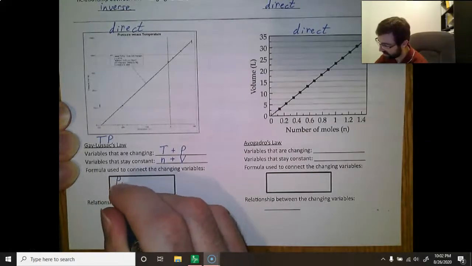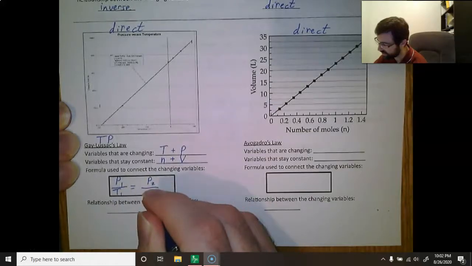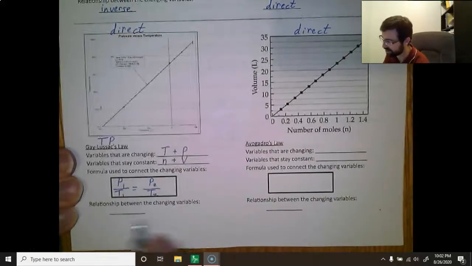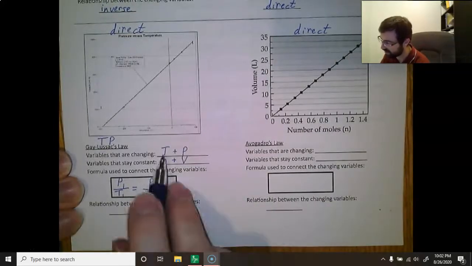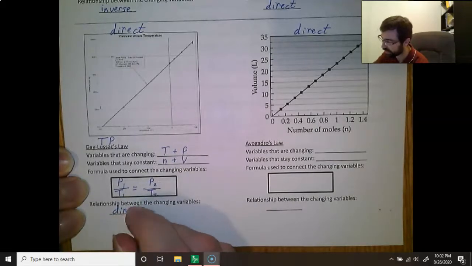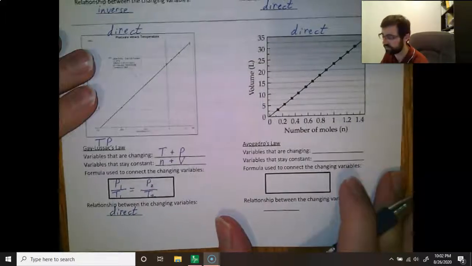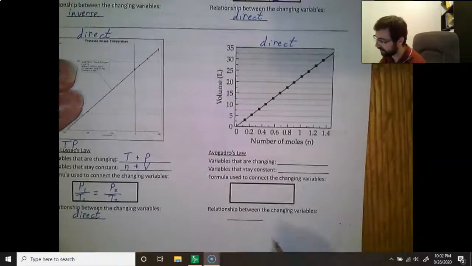P1 over T1 equals P2 over T2. That's our formula. And the relationship between the changing variables is a direct relationship. Remember, the only inverse relationship is Boyle, because he's the VIP. All right, Avogadro's law.